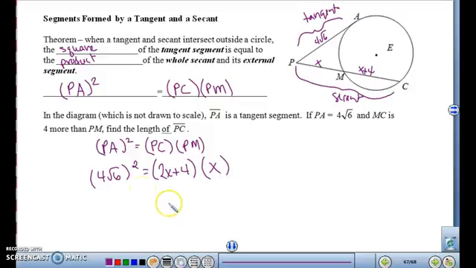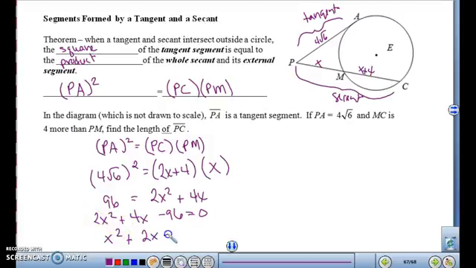Okay, now be very careful. 4 square root of 6 times 4 square root of 6 is 16 times 6, which is 96. And then this distributes, 2x squared plus 4x. Okay, quadratic equation again, we want it equal to 0. Subtract the 96. We get 2x squared plus 4x minus 96 is equal to 0. Okay, now these are all divisible by 2, so that gives me x squared plus 2x minus 48 is equal to 0. Okay, factor, factor, factor.